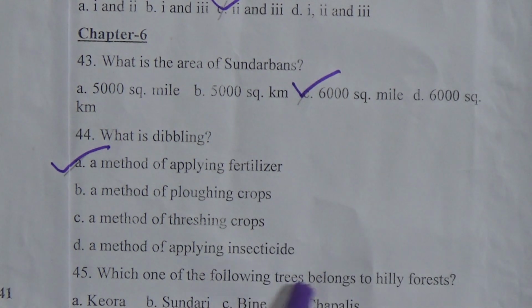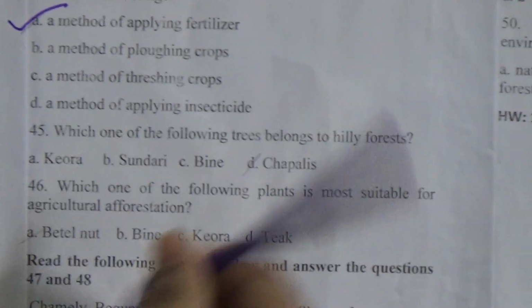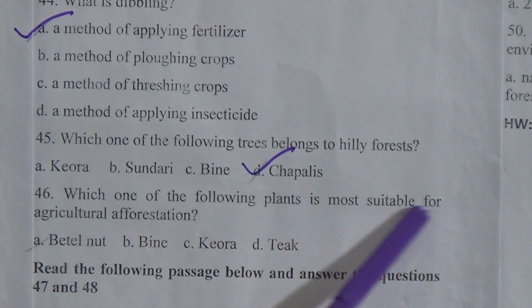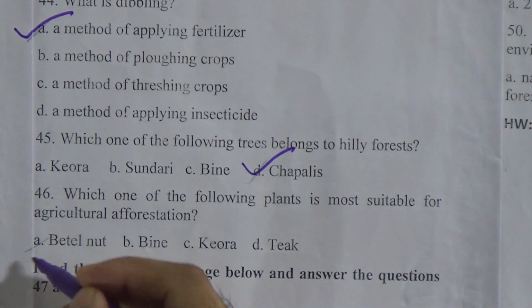Which one of the following trees belongs to a hilly forest? Chapalis. Chapalis is the tree which belongs to hilly forest. Which one of the following plants is most suitable for agricultural afforestation? It is betelnut.